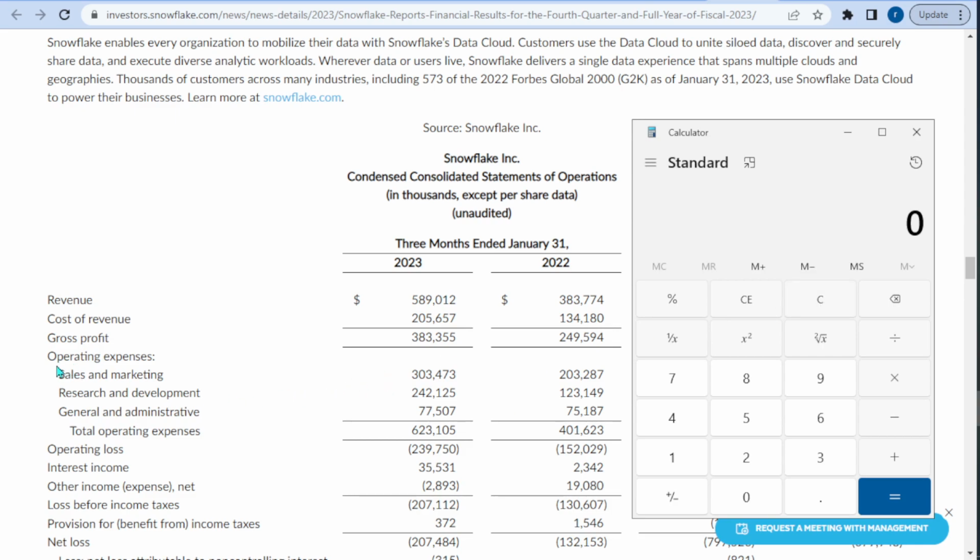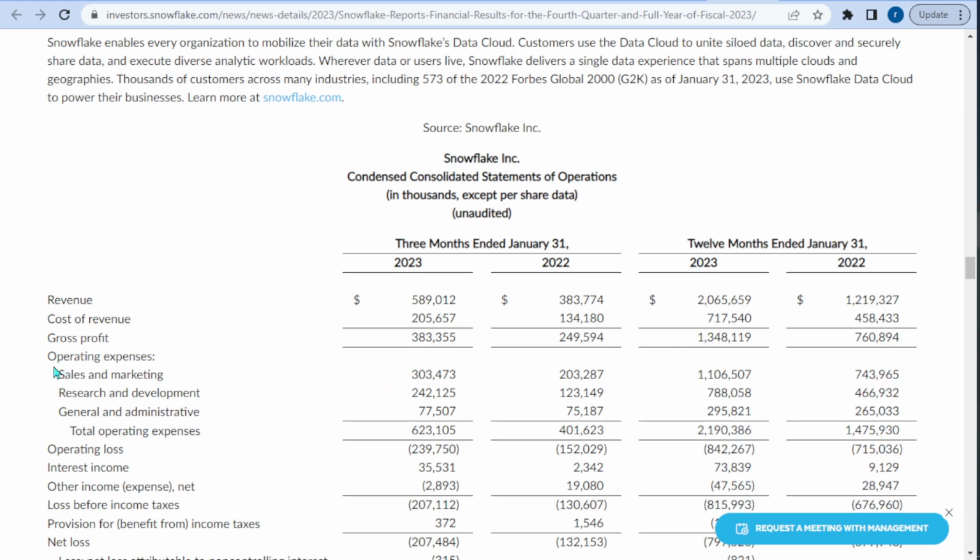Now here's what we want to pay attention to. This is the good part. So operating expenses. We have sales and marketing, we have research and development, and we have general and admin. All together, this comes out to 623 million. So, yeah, that's not good. That's pretty stupid right there because look, their total operating expense is more than their revenue. And on top of that, they have cost of revenue too. So yeah, this company has a massive operating loss of $240 million this quarter. So yeah, that's not very good.